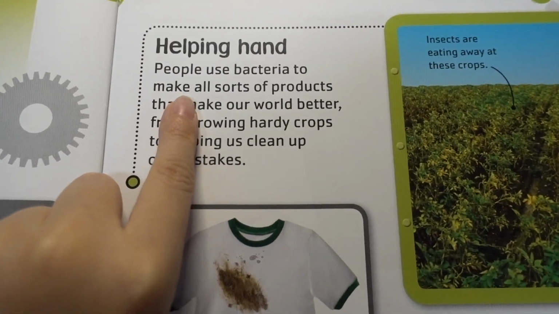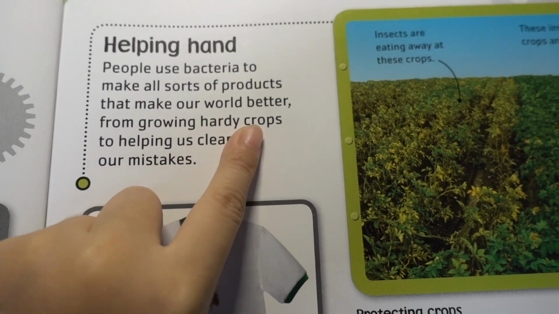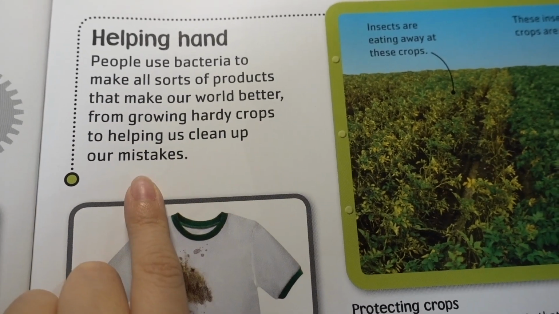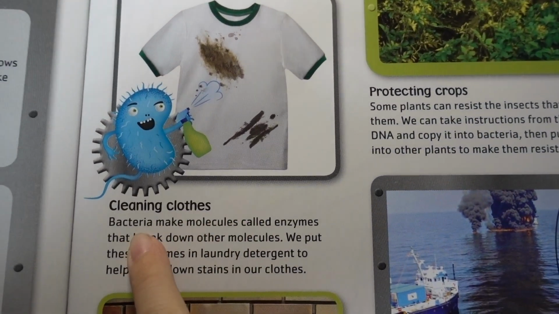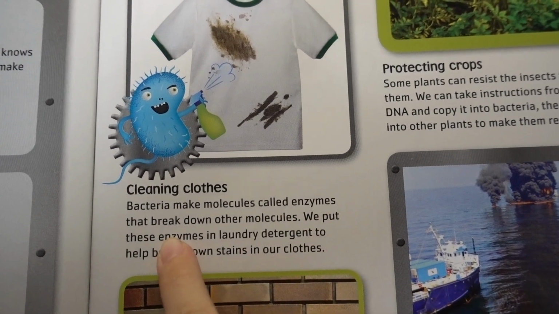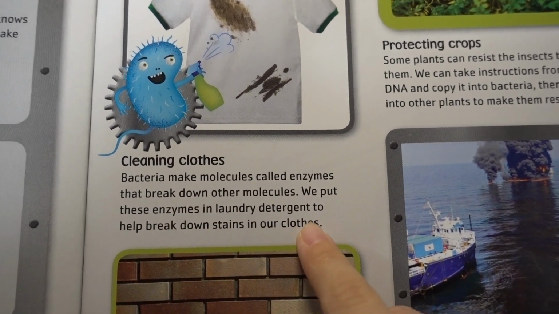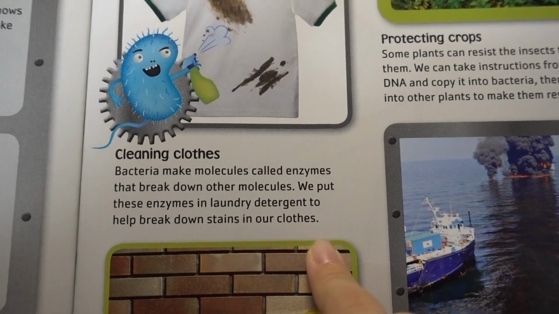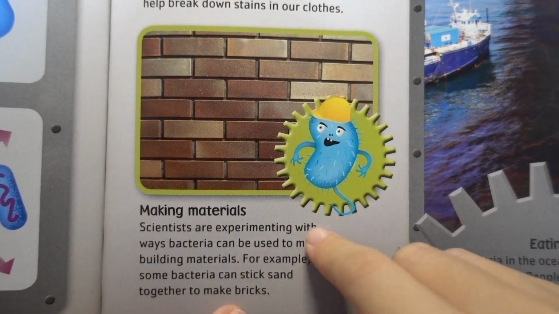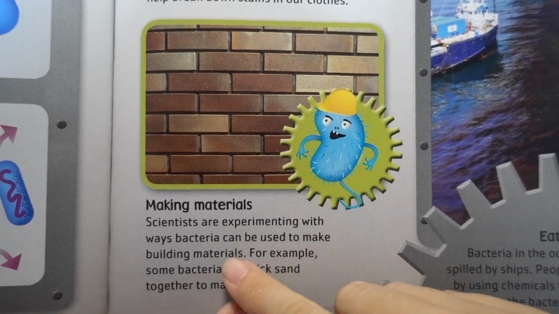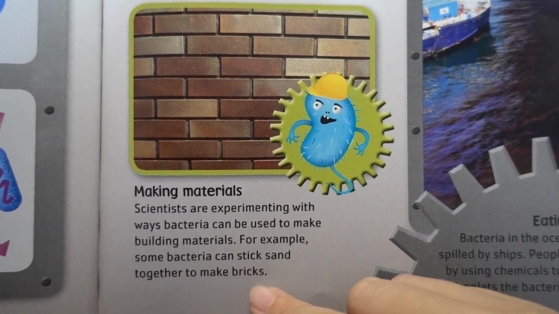Helping hand. People use bacteria to make all sorts of products that make our world better, from growing hardy crops to helping us clean up our mistakes. Cleaning clothes. Bacteria make molecules called enzymes that break down other molecules. We put these enzymes in laundry detergent to help break down stains in our clothes. Making materials. Scientists are experimenting with ways bacteria can be used to make building materials. For example, some bacteria can stick sand together to make bricks.